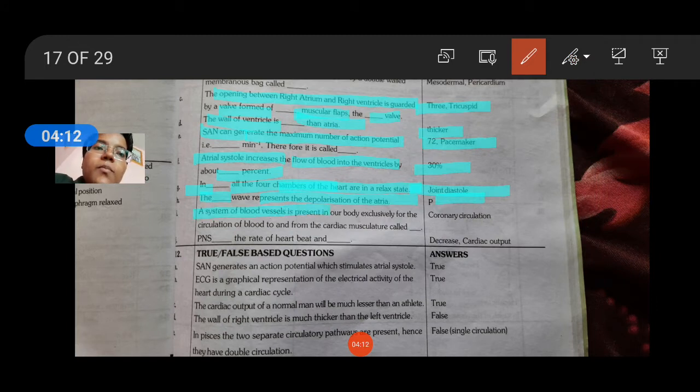A system of blood vessels present in our body exclusively for circulation of blood to and from the cardiac musculature is called coronary system, and the volume pumped per minute is cardiac output.